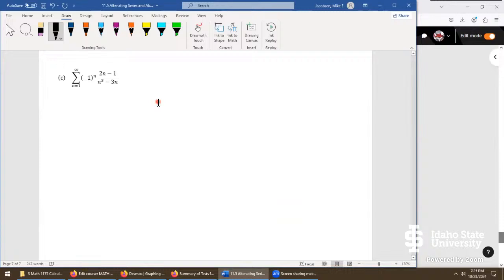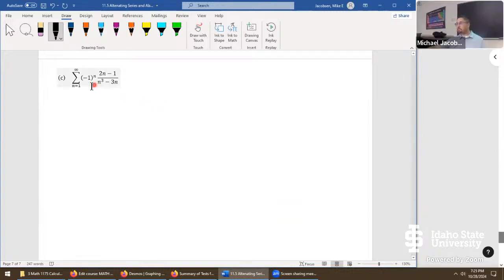Alternating. I think that's a good call. This right here tells us it's an alternating series, and sometimes if you know the series, best to just run the test. We're going to have to anyways. So let's give this whole thing a name, summation AN. Then let's say let BN be equal to this portion, the part that doesn't alternate. It's 2n minus 1 over n cubed minus 3n.